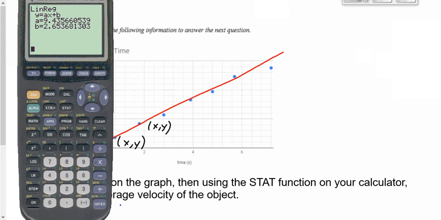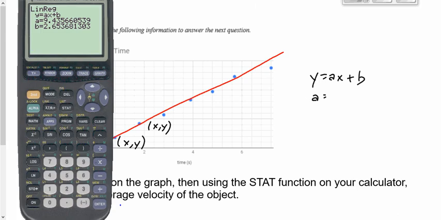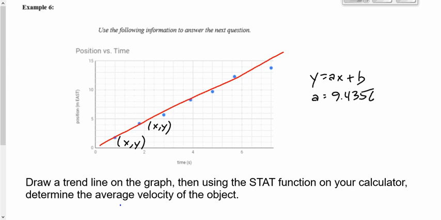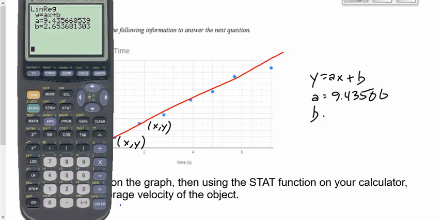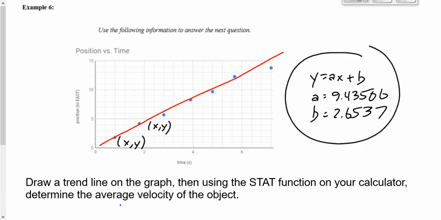This is what I'm going to expect you to write down tomorrow for 100%. If you write down y is equal to ax plus b, a is equal to 9.43566, and b is equal to 2.6536, or 2.6537, I guess it would be. Not these numbers, right? The numbers have to be tailored to whatever data that you have tomorrow. But if you write down just this, it's 100%.